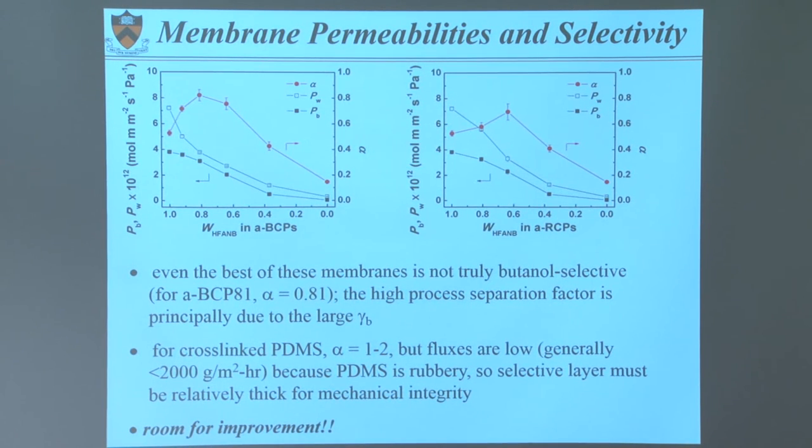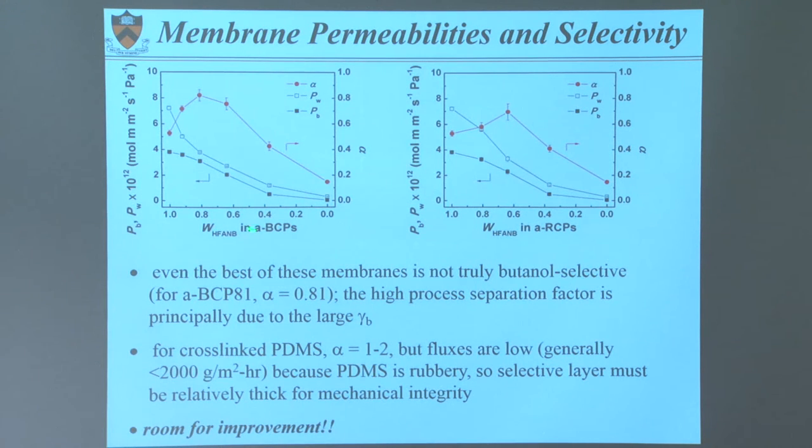That's somewhat disappointing, but it's not entirely surprising. Butanol is a much bigger molecule than water, so it will diffuse slower through the material. But the best we could do with these was a little bit better than 0.8, which means it's almost but not quite neutrally selective for butanol versus water transport. And the random copolymers are worse.